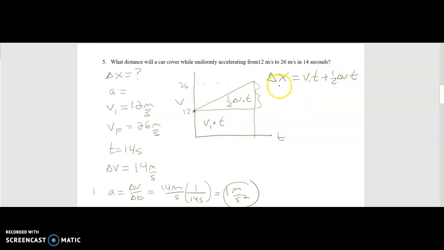So do I know delta x? No, we're looking for that. Do I know v naught? Yes, I do. Do I know t? Yes, I do. Do I know change in velocity? Yes, I do. And I have the t.